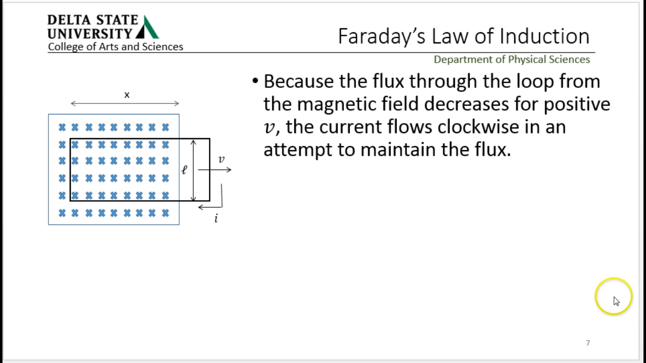Imagine wrapping the fingers of your right hand around the wire with your fingers on the inside of the loop. Your thumb then points in the direction of the current that produces a magnetic field into the page in the middle of the loop. Another way to look at this is by wrapping the fingers of your right hand around the loop in the direction of current flow. Then your thumb points in the direction of the magnetic field inside the loop.